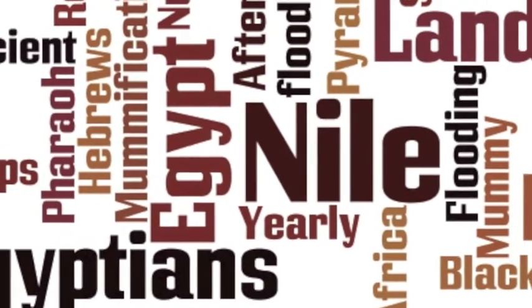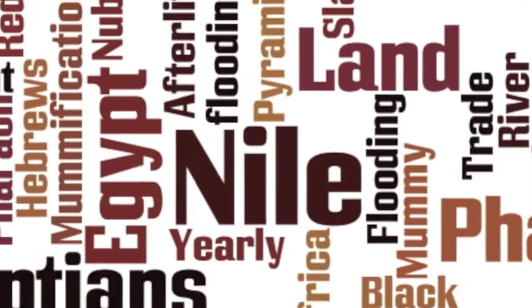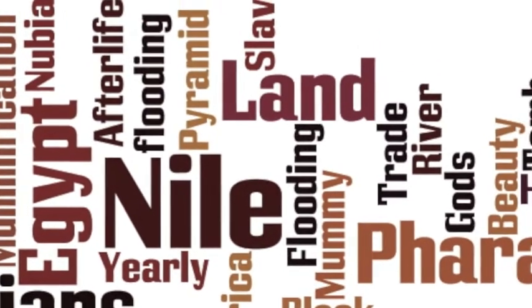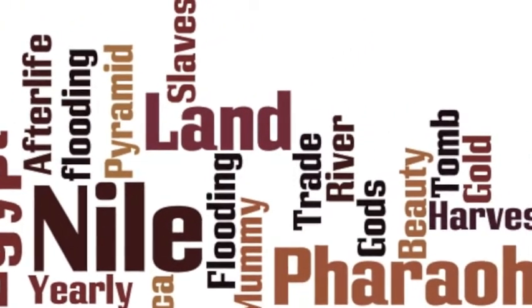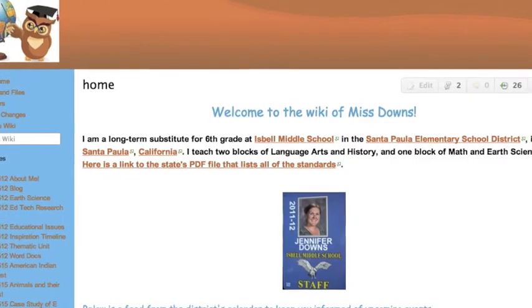We also took a paragraph from our one-page essay on Egypt's trade relationship with Nubia and turned it into a Wordle, which we then uploaded to the class wiki.